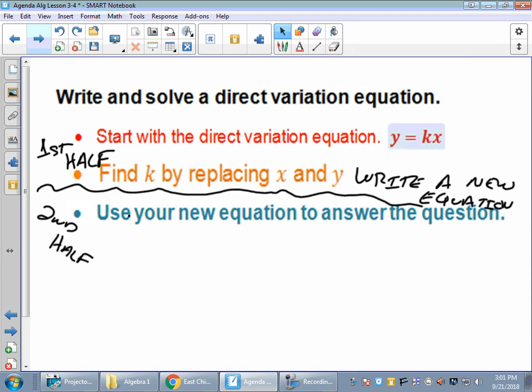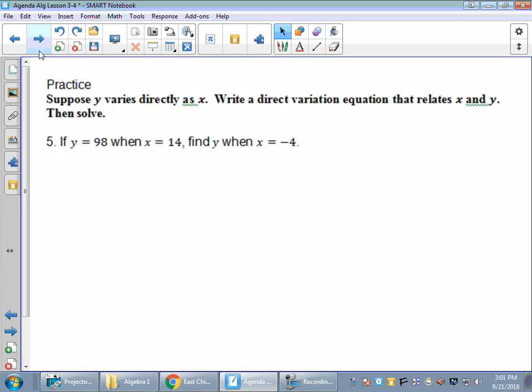First one, we're going to use our y equals k times x equation. And then we're going to replace x and y with some numbers they give us. And then we'll write our new equation. And then the second half is using our new equation to answer the question. So it might be easier to see it worked out. Okay? So let's try this one.